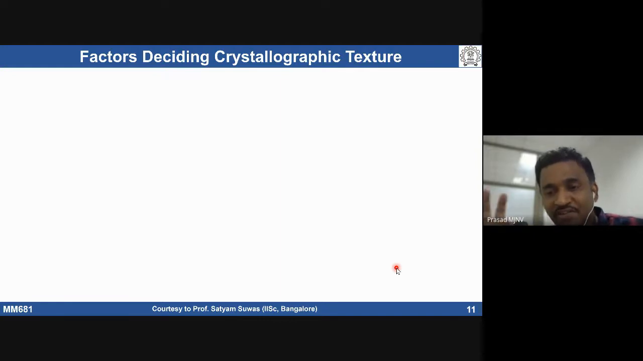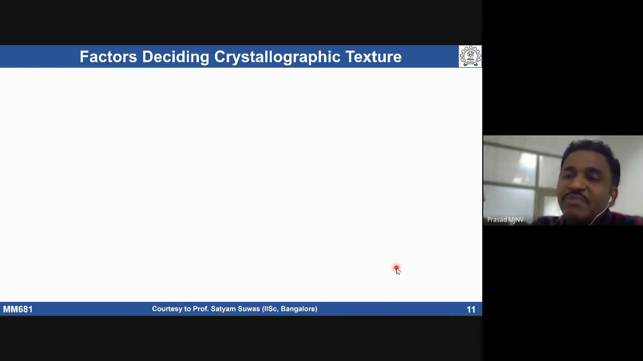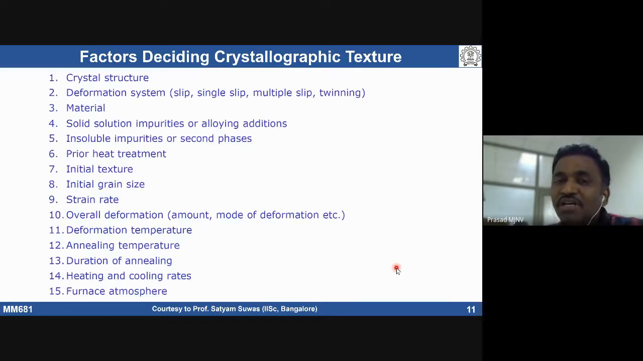Even for a deformation texture, if you take an FCC material, depending on the stacking fault energy, the texture development for the same amount of strain, same strain rate, and same temperature is going to be different. Even if you change the strain rate, at low strain rate and high strain rate, we may not get the same texture evolution. So there are n number of factors which can dictate the type of texture that is going to be built in a polycrystalline material.